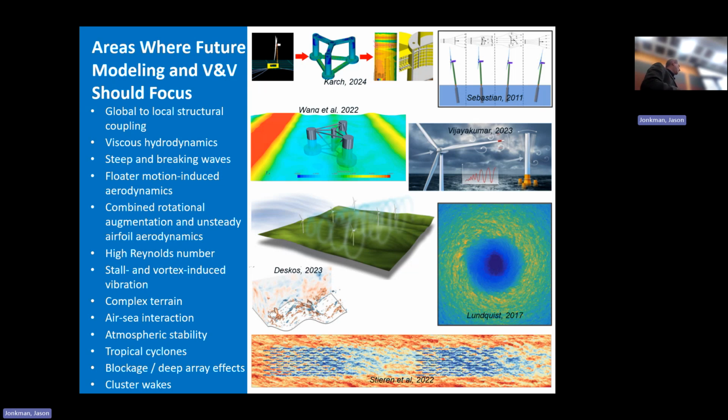Blockage and deep array effects. Our FAST.Farm models, I would say, are great for tens of turbines, but if you get to hundreds of turbines, there are definitely different physical effects. The wind farm will disturb flow and create blockage. There'll be a big boundary layer that forms over the farm and affects the deep array. There are gravity waves, of course, in there. We are starting to develop some models in FAST.Farm for those things, but definitely more work in the future there. And then cluster wakes, the impact of one wind farm on the other, is definitely something we don't have a good engineering model for.